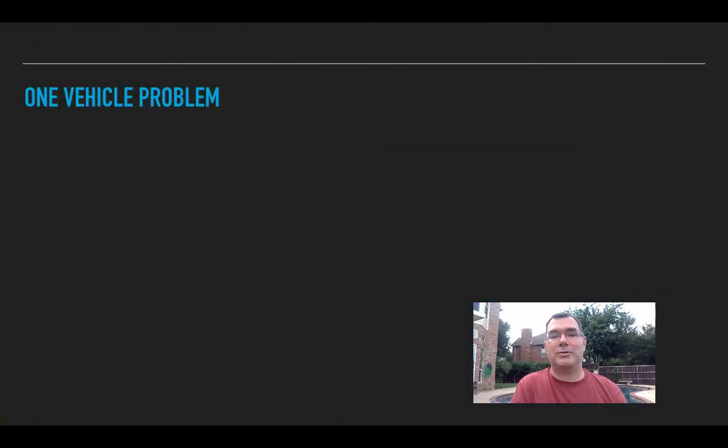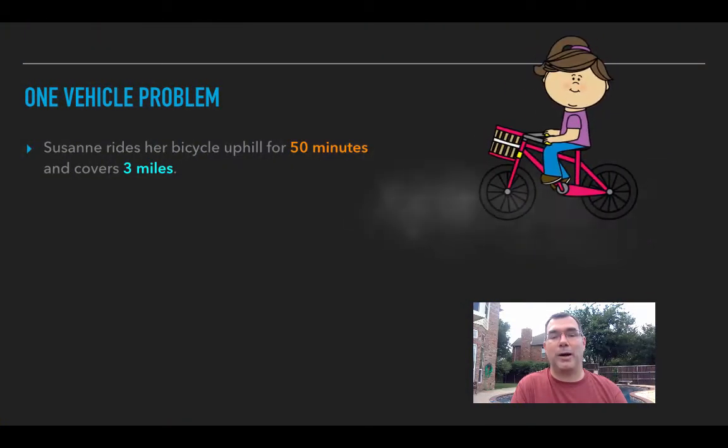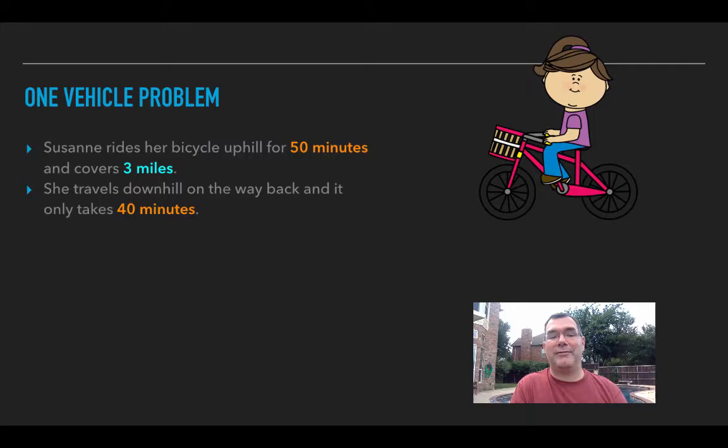Okay, now let's talk about some vehicle problems. First, a one vehicle problem. We have Suzanne riding her bicycle uphill for 50 minutes and she's covering 3 miles. Then she travels downhill on the way back and it only takes her 40 minutes. What is her average speed?